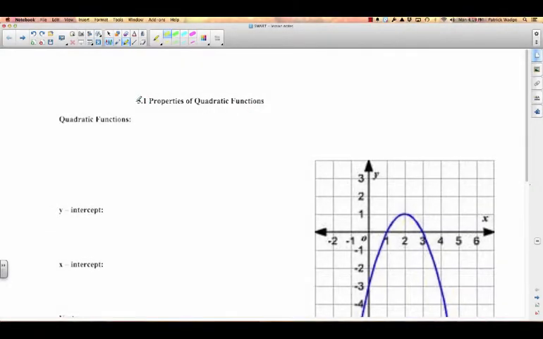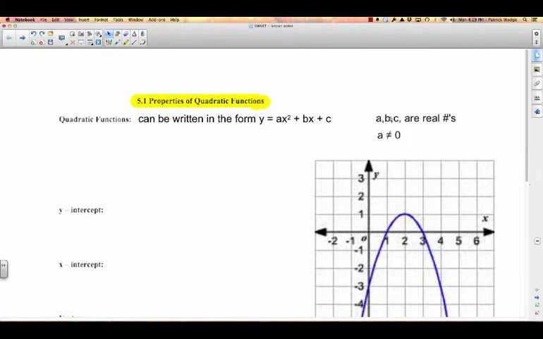Chapter 5 is on quadratic functions, and the first thing we'll be doing is looking at properties of quadratic functions. Guess we better start by saying what a quadratic function is.